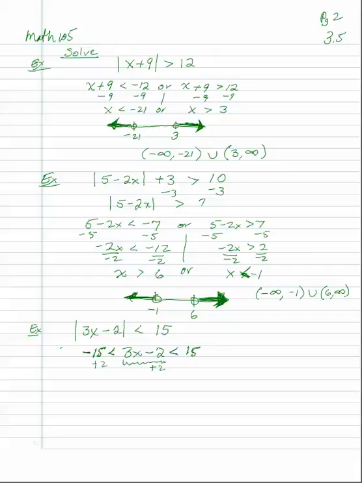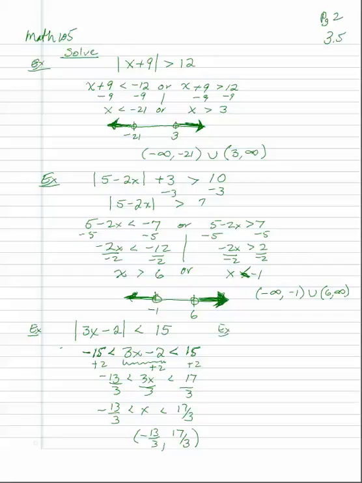So add 2 to all three pieces. Negative 13 is less than 3x, which is less than 17. Divide by 3, so x is between negative 13 thirds and 17 thirds. I'm not going to do the graph. The interval notation would be between negative 13 thirds and 17 thirds.